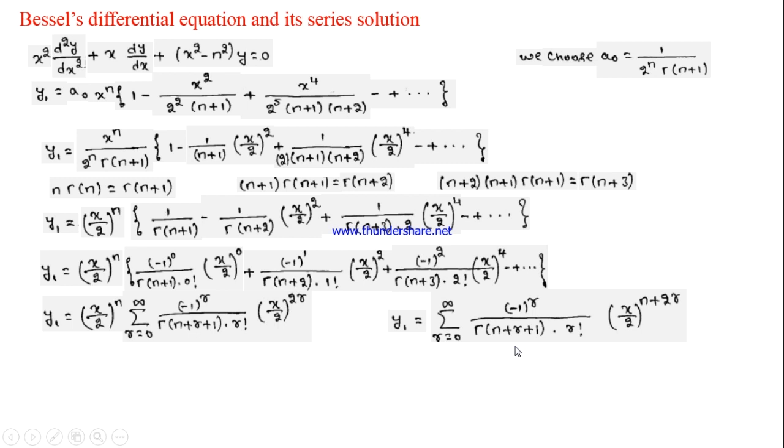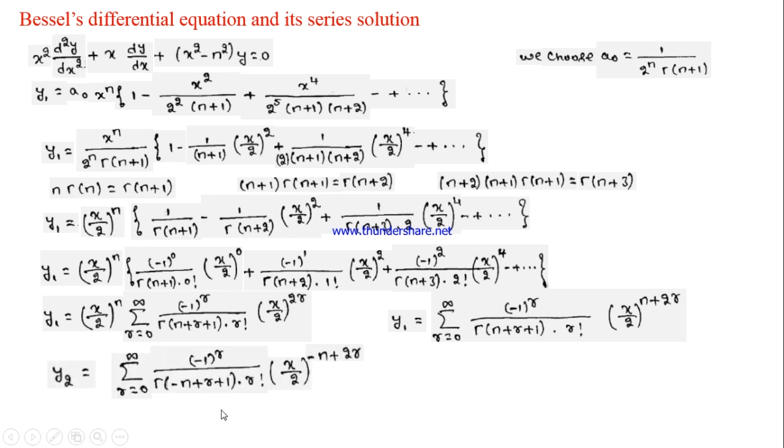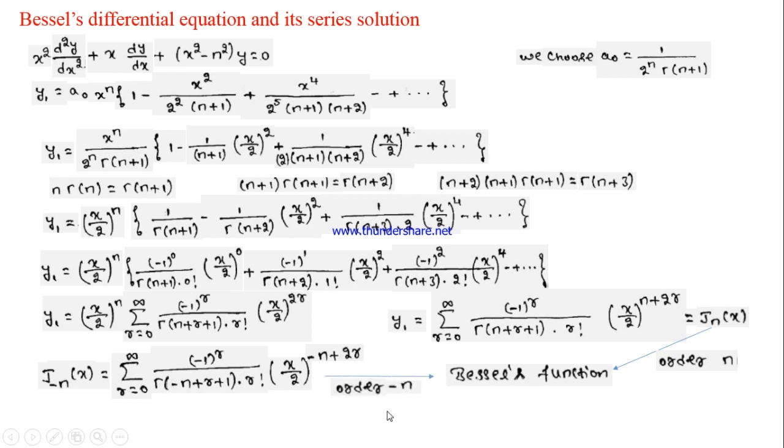Now corresponds to our second root, that is for m is equal to minus n, or y2 becomes this. And this can be found readily by replacing each occurrence of n by minus n. And this first solution can be denoted as Jn of x, and this function is called Bessel's function of order n. And this infinite series or this summation is denoted as j minus n of x, and we call it as Bessel's function of order minus n.